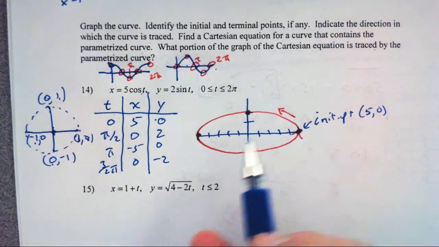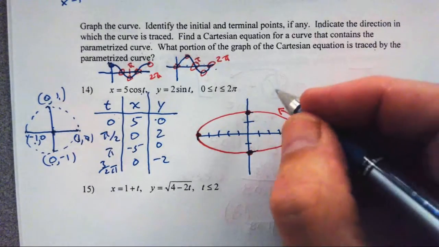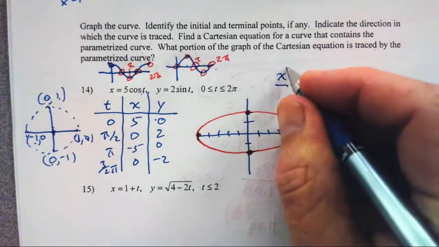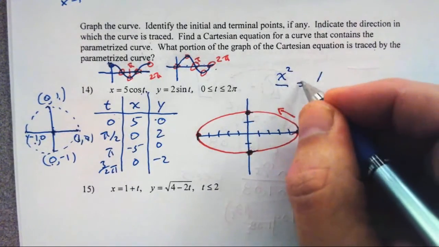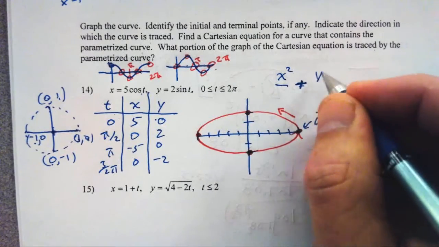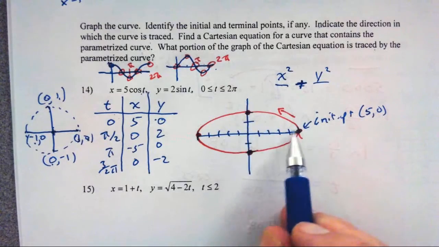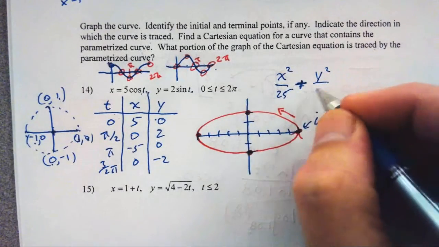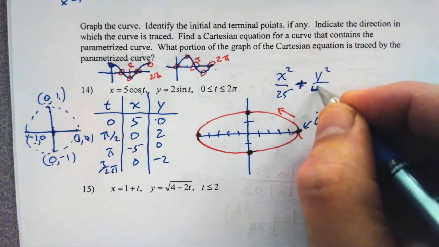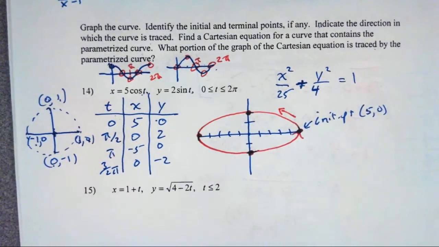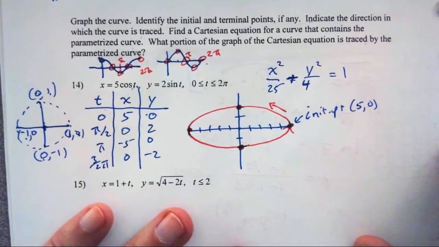One way I can do this is just by looking at the graph and saying, well, this is an ellipse. An ellipse is centered at 0, 0. So it's x squared on a squared plus y squared on b squared. My x is 5, so 25. My y is 2, so 2 squared, 4. So there's my equation. So if you can identify it, great. If not, we have to eliminate the parameter.